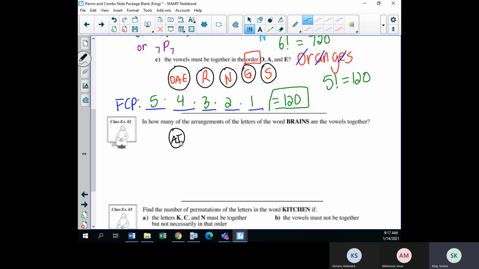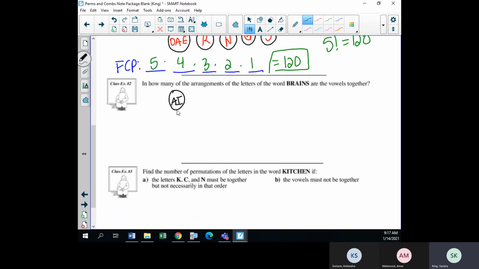So here's what we have to do. Let's figure out the arrangements with AI together. So with brains, let's do the discs. AI is together. So what would be my other discs? I would have a B, an R. AI is already used up, so I would have an N and an S. This would be 1, 2, 3, 4, 5 discs. That would be 5 factorial. 5 factorial is 120.